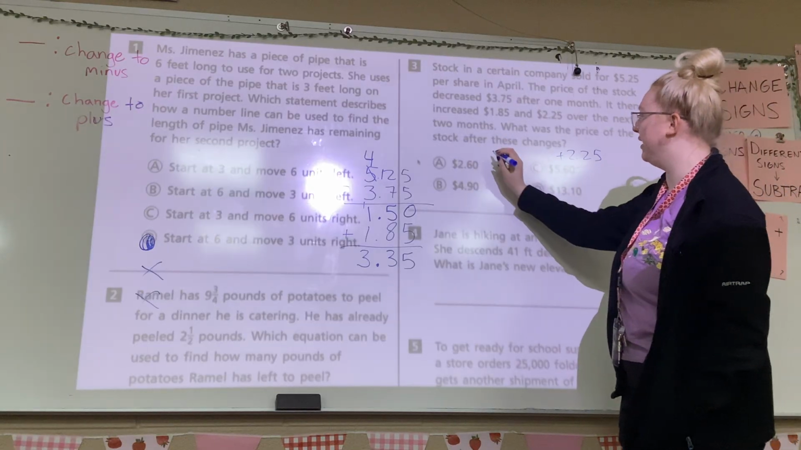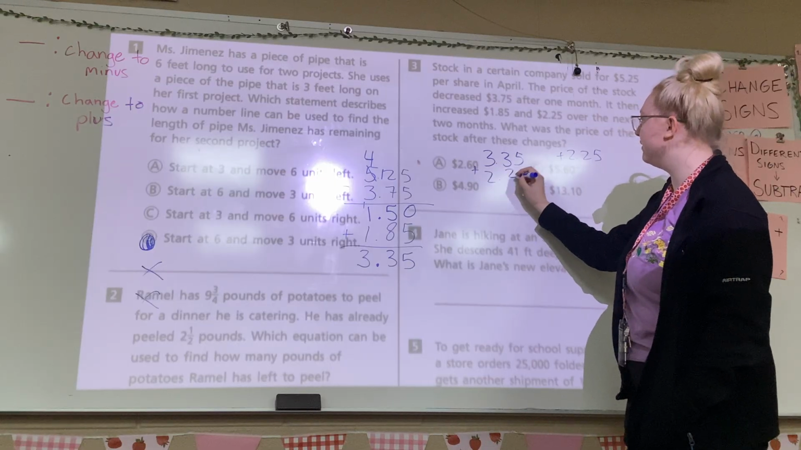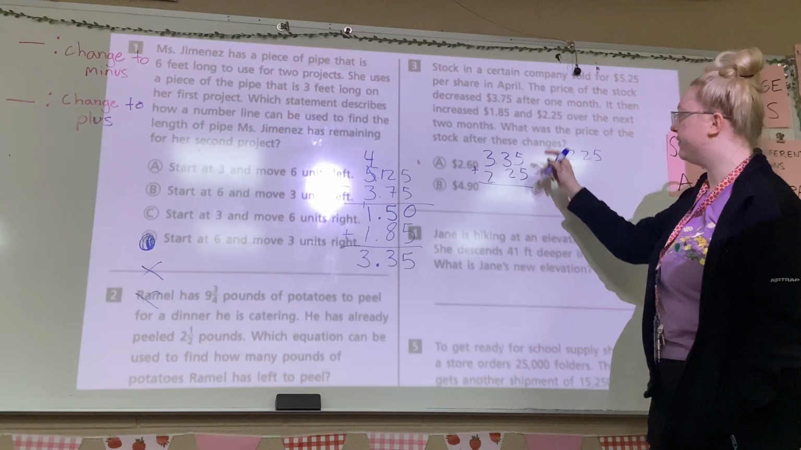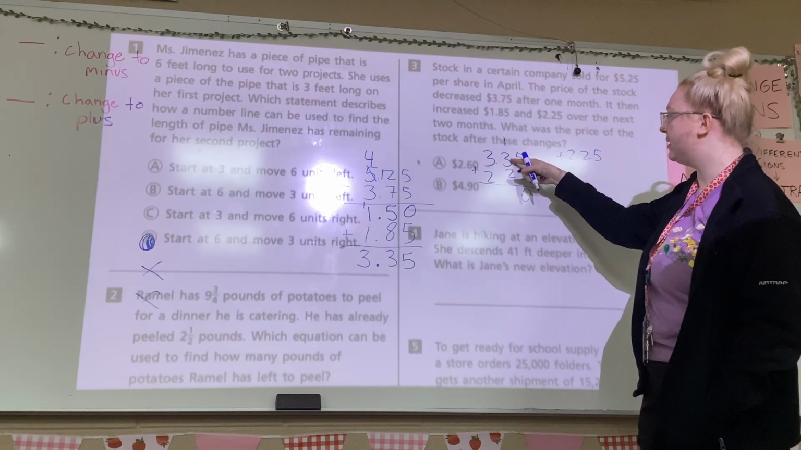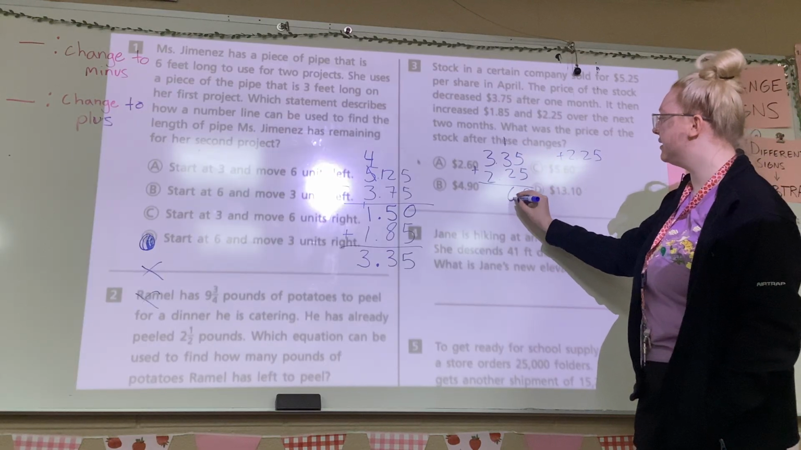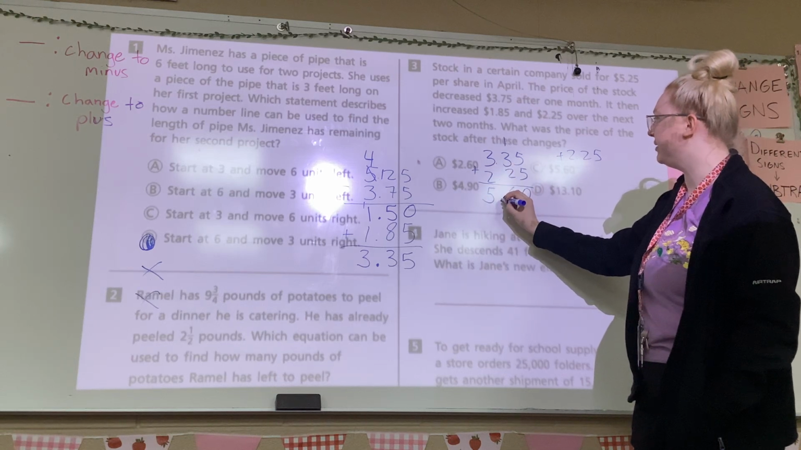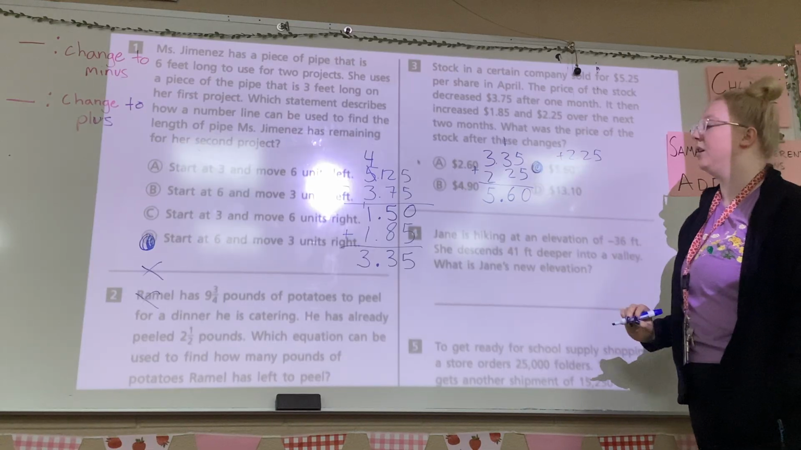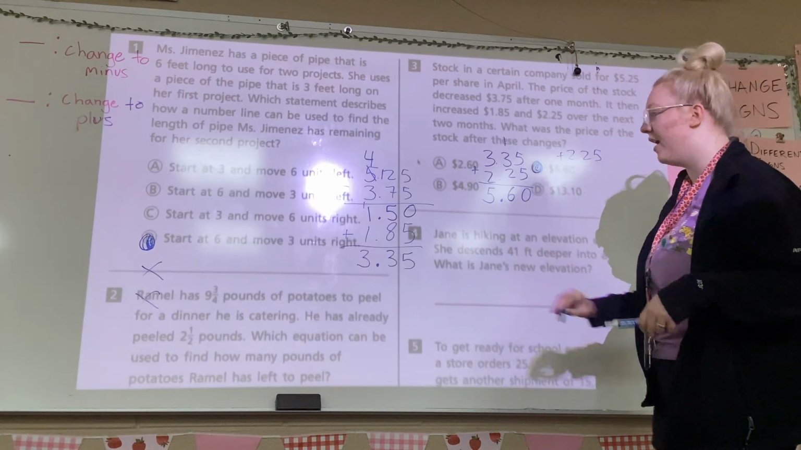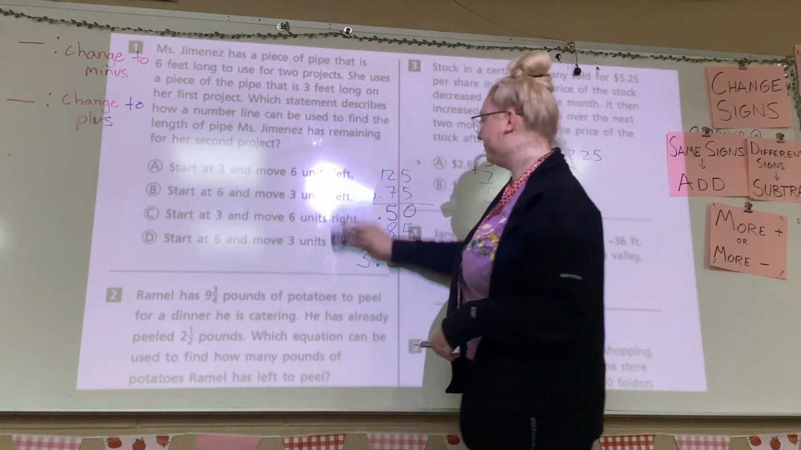Okay, I'm going to move it over here. 3.35 plus 2.25. 5 plus 5 is 10. 1, 0, 10. 1 plus 3 plus 2 is 6. And then 3 plus 2 is 5. Just move your decimal down. Your answer would be 5.60. Whew! I hope that's review, but we will do that in class as well.